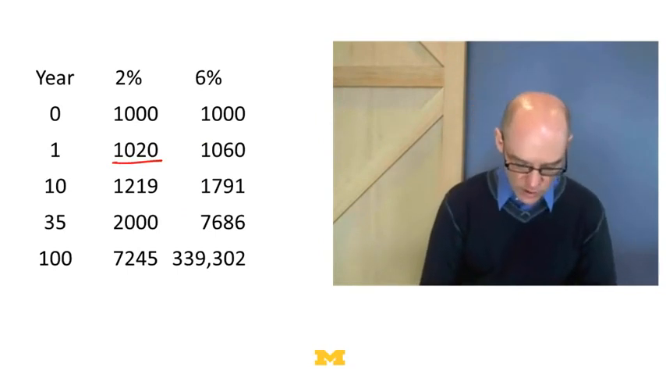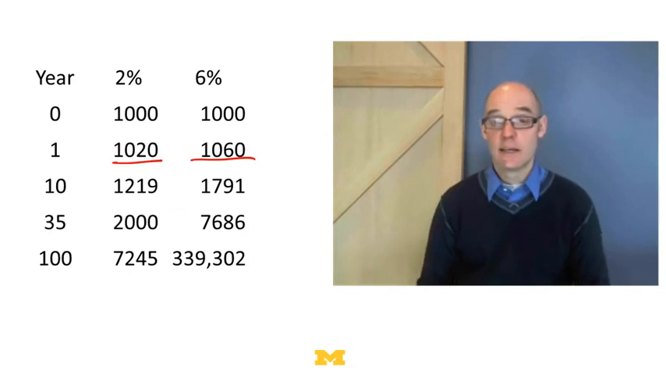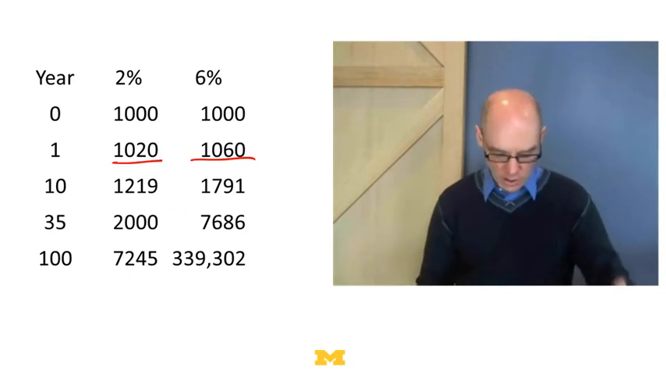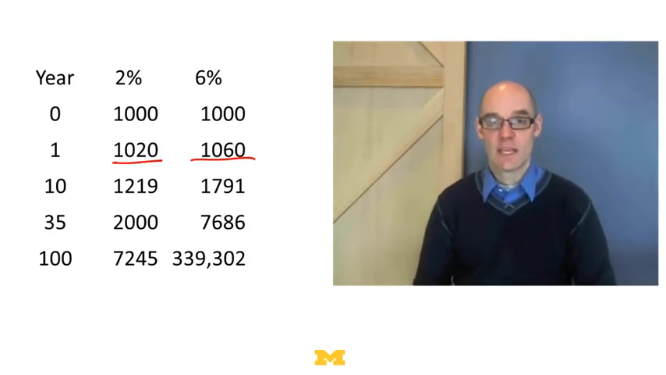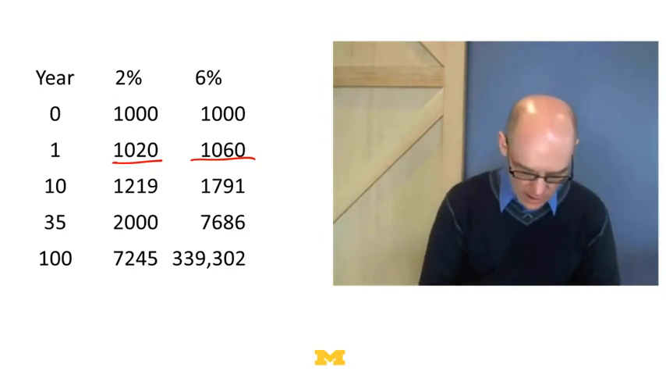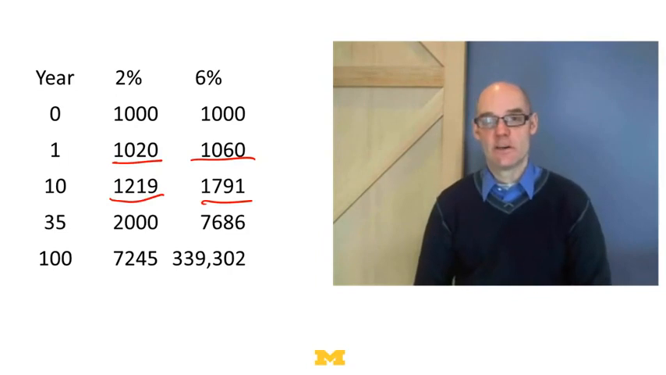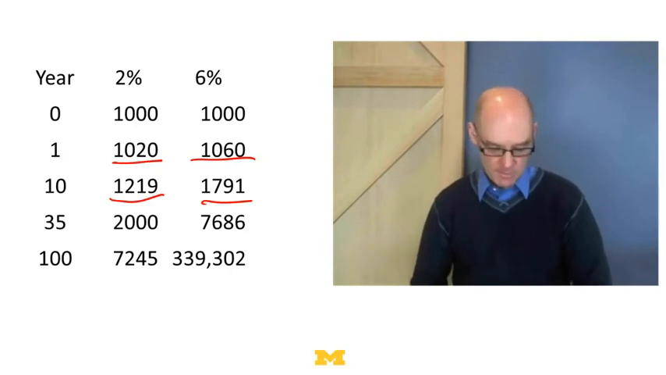So it's 1,020. The other country's at 1,060. Now, you could say, big deal. $40 more per person. That's not a huge difference. Well, let's go ahead 10 years. In 10 years, if I use that formula, the people in the first country are making $1,200 apiece. People in the second country are making $1,800 apiece. So now they're 50% better off.